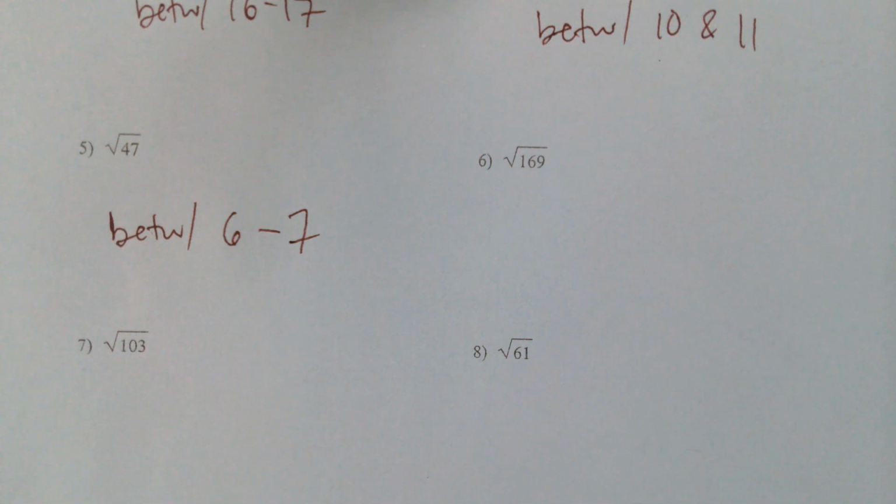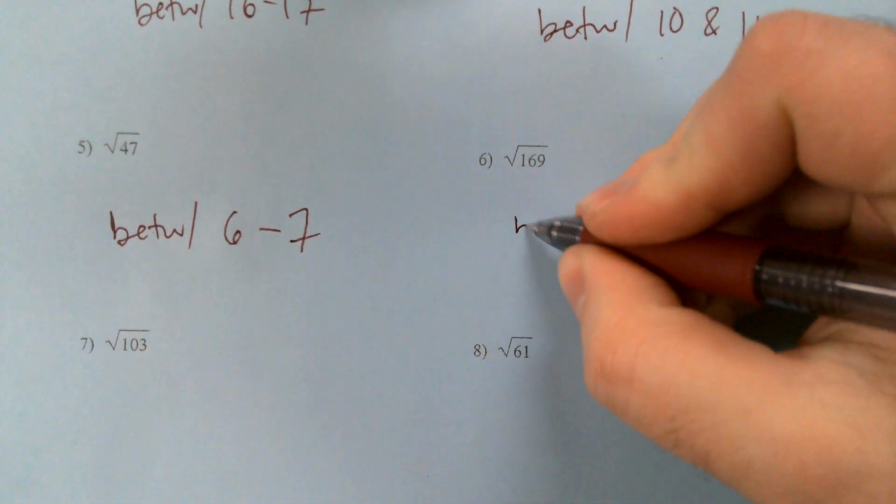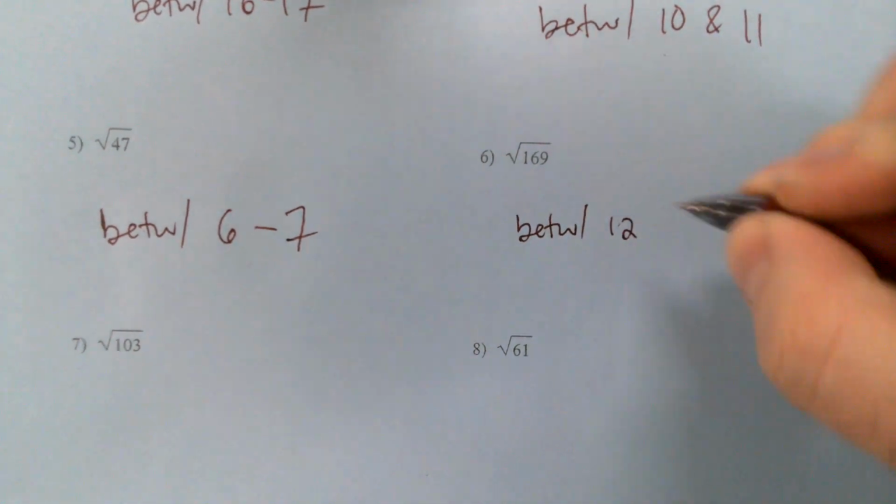Mohammed, do you have a question? Or are you going to answer the next one for us? Yeah, answer the next one. Perfect. Mohammed, help us out. Square root of 169, what's that going to be between? 12, 13. Good. Between 12 and 13.